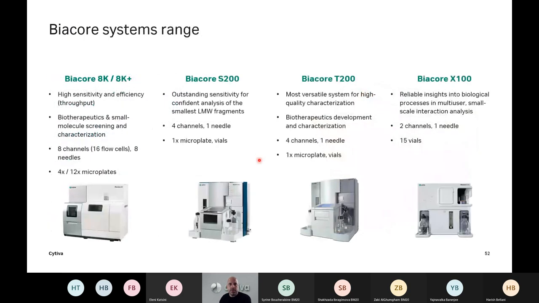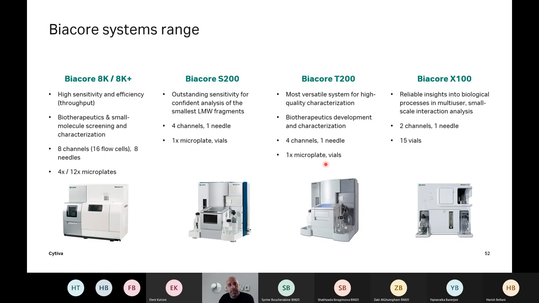Finally, I would like to present the range of Biacore systems that we currently have in the portfolio, from the most basic system, consisting of two channels and one needle. But even being the most simple system, we can run basically any kind of interaction analysis. As we move forward into the range, the major difference is related to the capacity and throughput of the system. Finally we arrive at the Biacore 8K, the highest throughput system with 8 needles, 8 channels, and in the middle we have the Biacore S200, the most sensitive system, and the Biacore T200, our most flexible system.